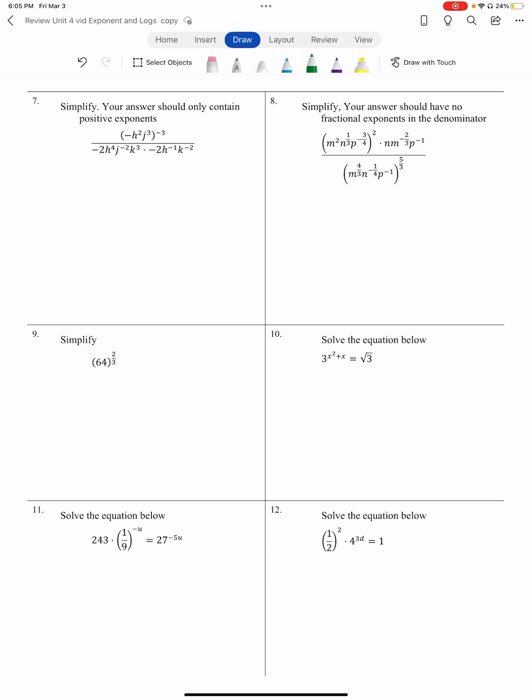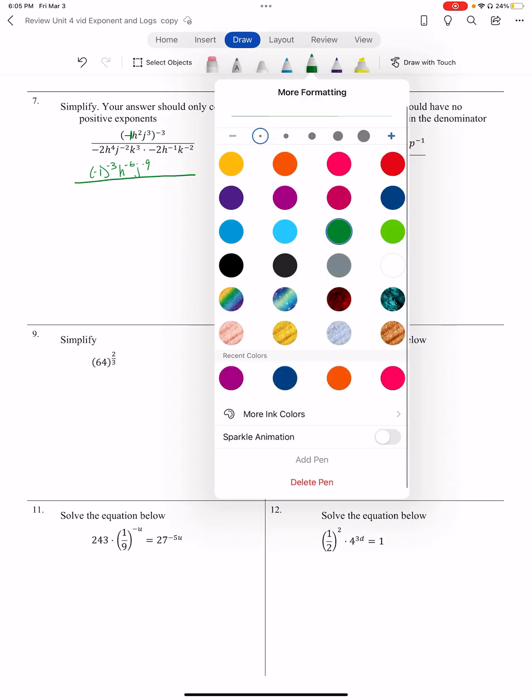All right. So first thing that I would do with this first problem is I would put a little 1 right here. And I'm going to distribute my exponent. So this is going to be -1 to the -3rd, h to the -6, j to the -9. Make sure that you distribute the exponent to everything.